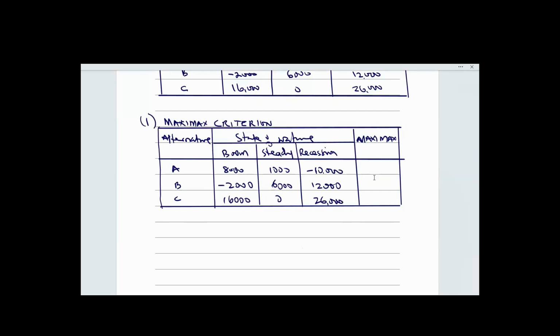So for the first row, 8,000 is the maximum. Here will be 8,000. The second row, 12,000 is the maximum. Here will be 12,000. And row C, the third row, which is the alternative C, the highest value there is 26,000. Therefore, to now make a decision, you are supposed to select the maximum of the maximum value. So out of 8,000, 12,000, and 26,000, 26,000 is the highest. Therefore, we select 26, which means that the company should invest in product C.